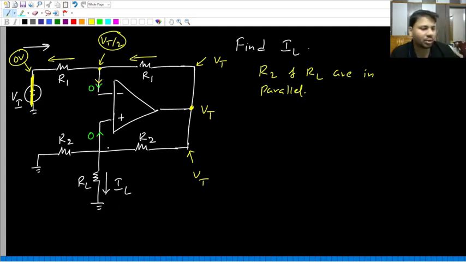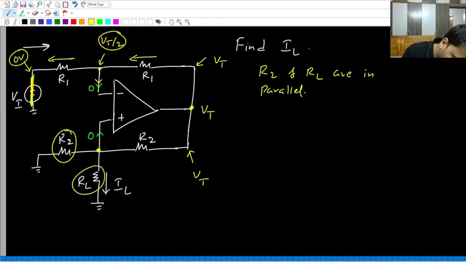Parallel means both the elements should be connected between the same two points. In fact, if you look at this R2, is it not connected between this point and ground? And this RL is also connected between the same point and ground. So I hope all of you agree that R2 and RL both are in parallel.